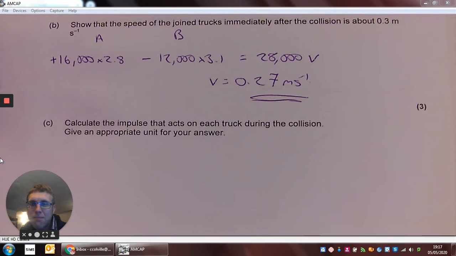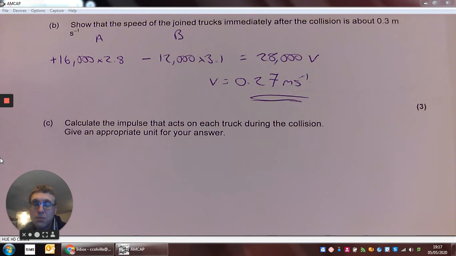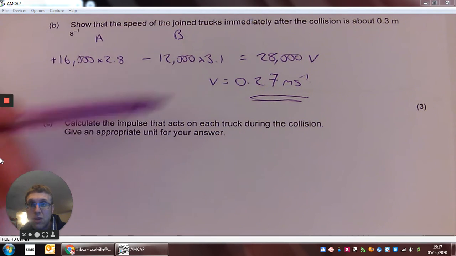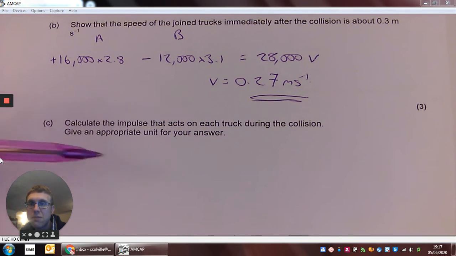Part C, calculate the impulse that acts on your truck. Now we need to know that an impulse is a change in momentum. And actually we can link that to a force as well, a rate of change in momentum if we're being clever. But the impulse for truck A and for truck B is going to be the same because they've got equal and opposite forces, Newton's third law. So whichever one we use, it doesn't really make a blind bit of difference.